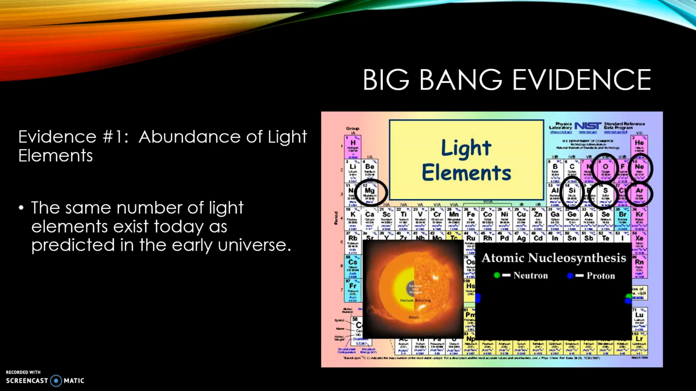First evidence, abundance of light elements. So let's look, this is the periodic table, and the light elements are circled. You have magnesium, silicon, sulfur, argon, neon, and oxygen. And basically the same number of light elements that exist today, these 6, also existed as early as the prediction of when the universe began. So that's one significant evidence that helps support the Big Bang Theory.